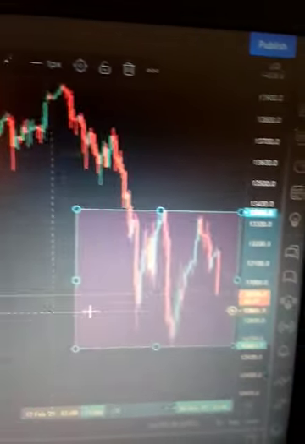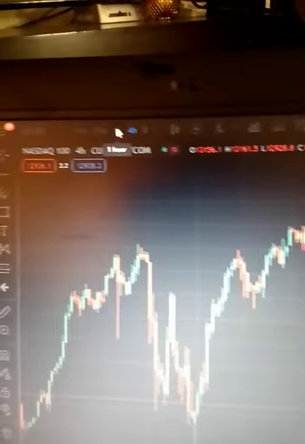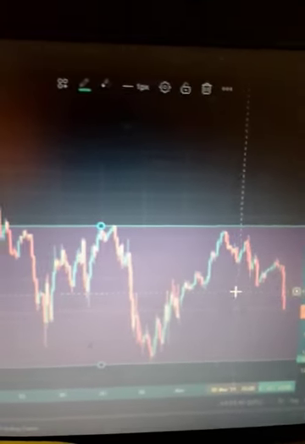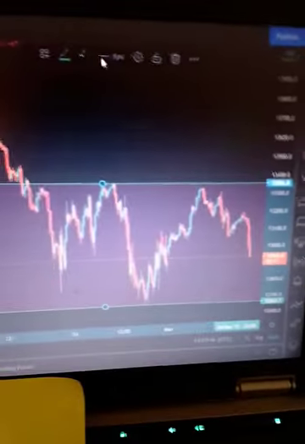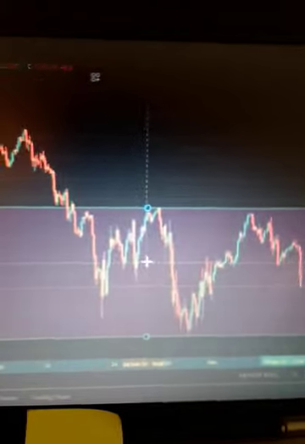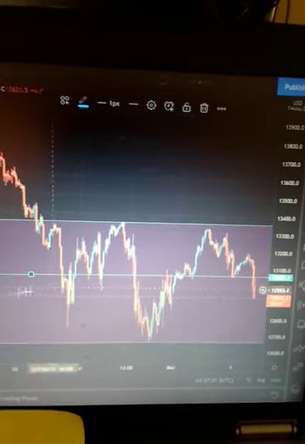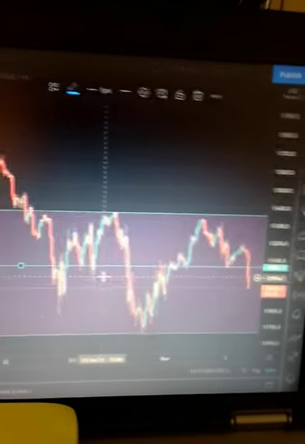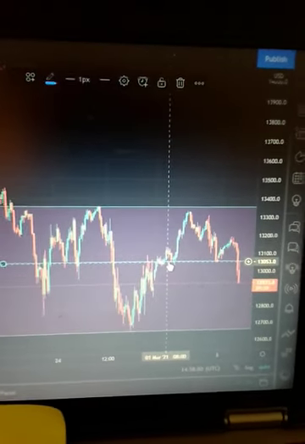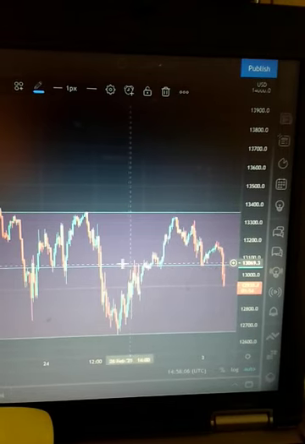In 4 hours, this is what we're getting. And then now we go to 1 hour. 1 hour is where now we set up your support and resistance. We draw your horizontal lines. So Nasdaq 100, here was a movement. So basically this was the movement, and this is the point where the market bounced from support and resistance.